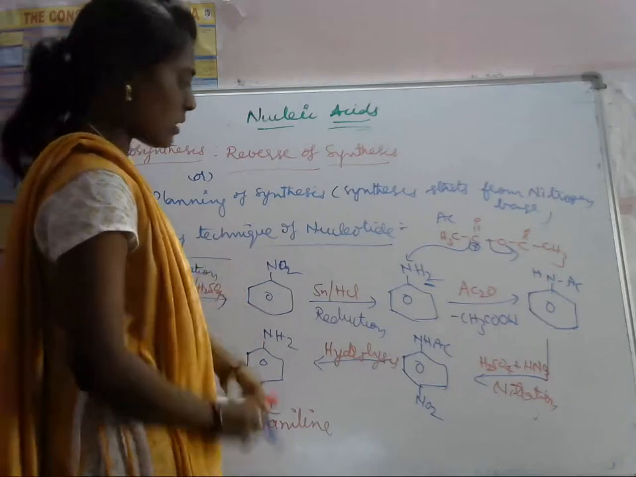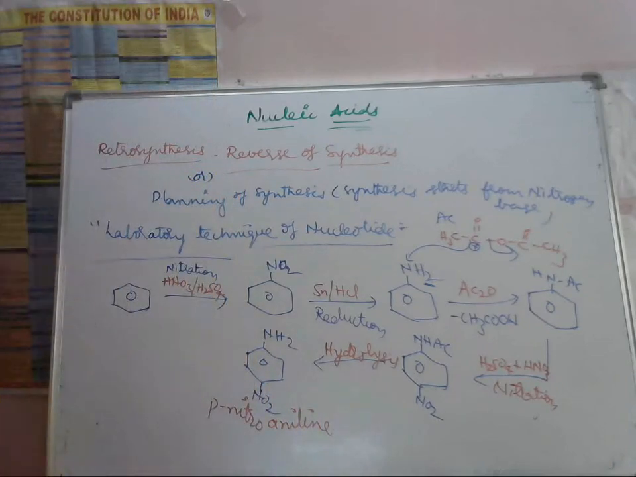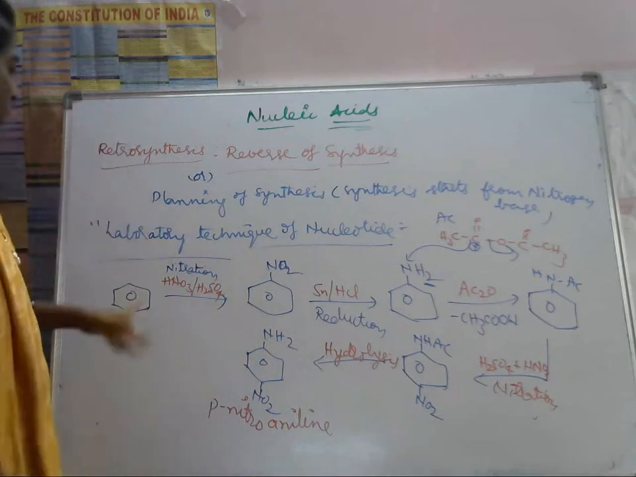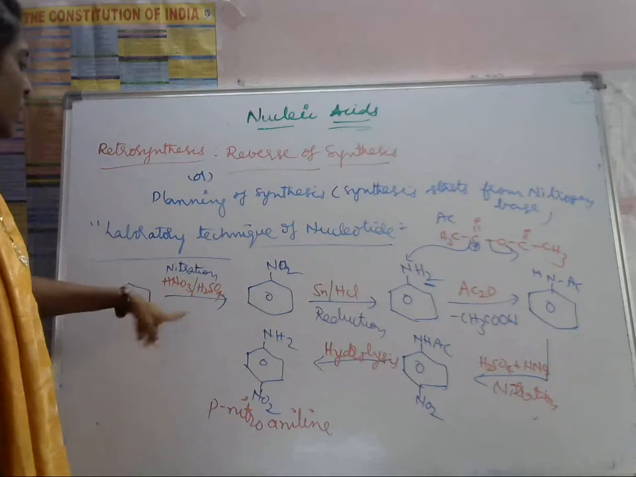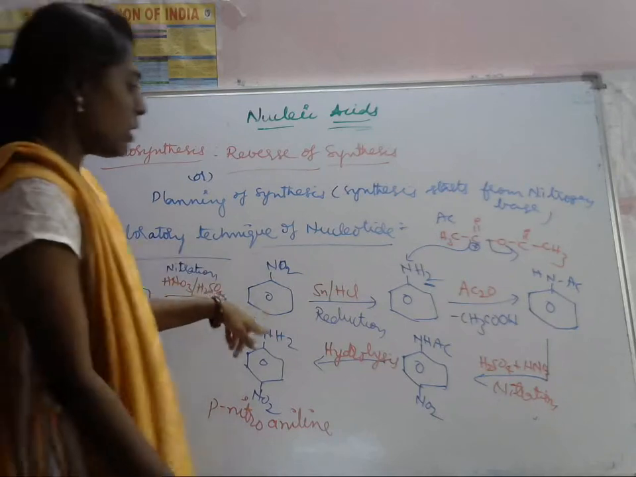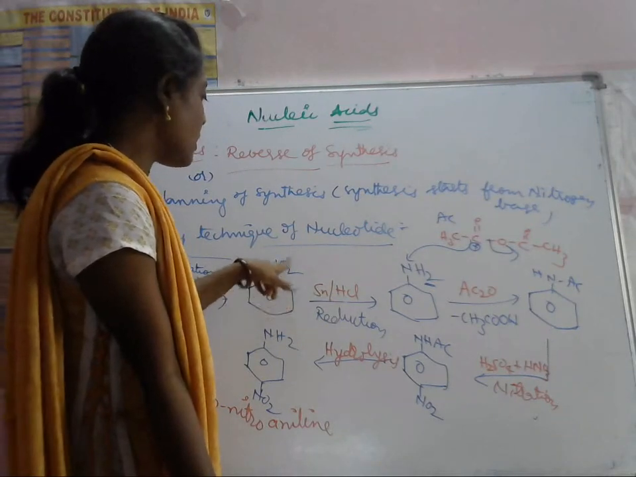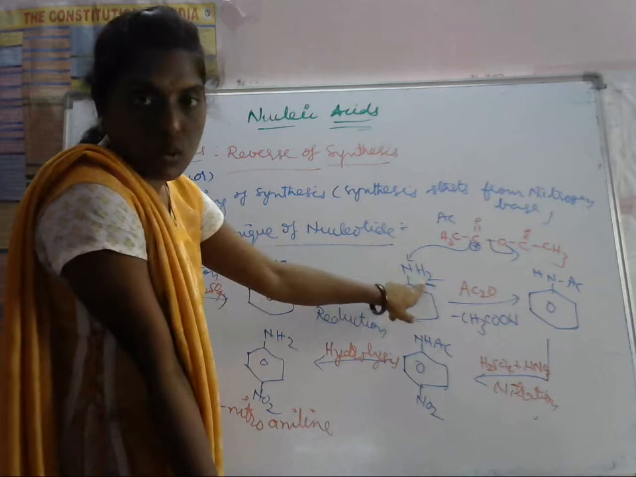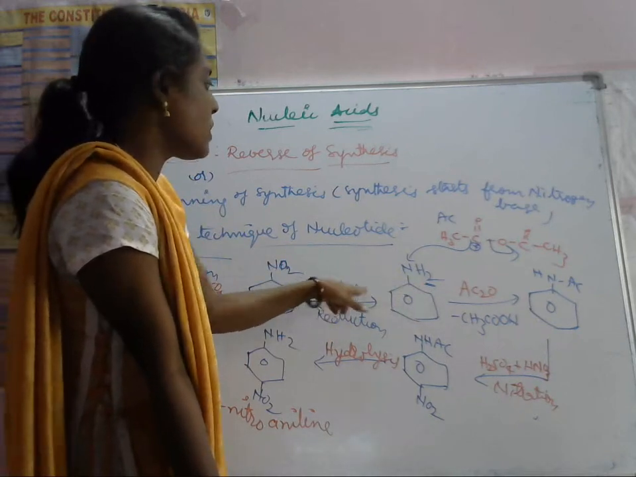Let's see, this is the synthesis. We have to prepare this one. First we have to take the benzene. If you do the nitration, one nitro group will attack this benzene and form nitrobenzene. If you do the reduction, the NO2 group is converted into an NH2 group, which is called reduction, in the presence of dilute HCl.